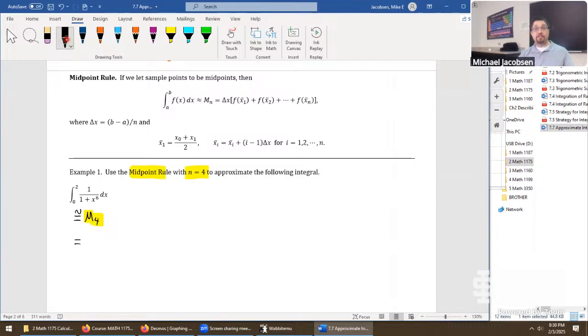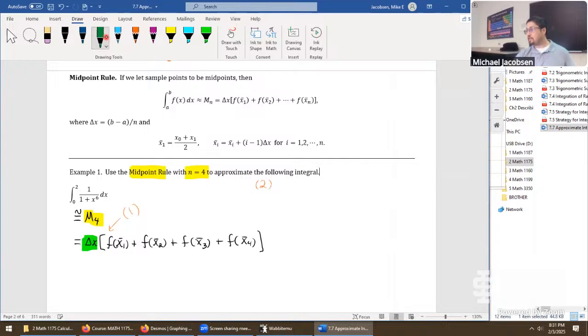Next thing I would do is just write down the formula for M4. You can consult the information above: delta x multiplying f at x bar 1 plus f at x bar 2, f at x bar 3, f at x bar 4, and that's the whole formula. Once we have that formula down, the next most important thing, in my opinion, is get your delta x written out. So let's call this step 1.